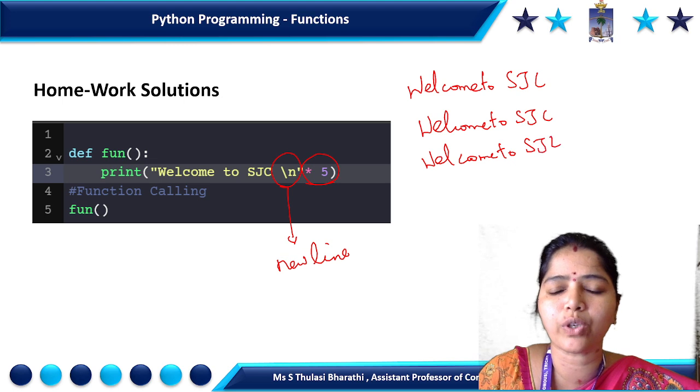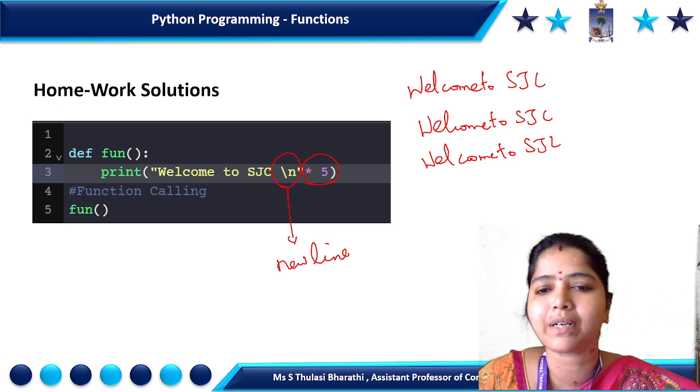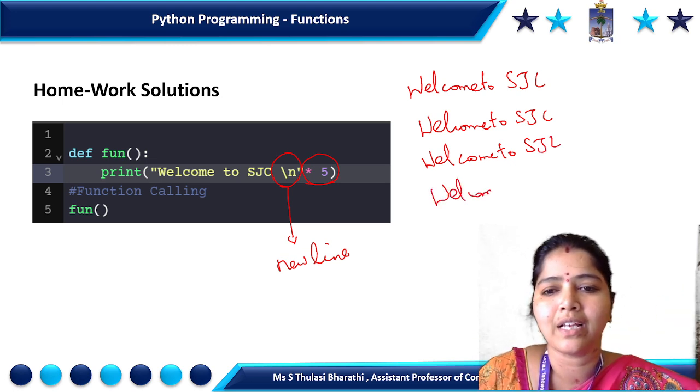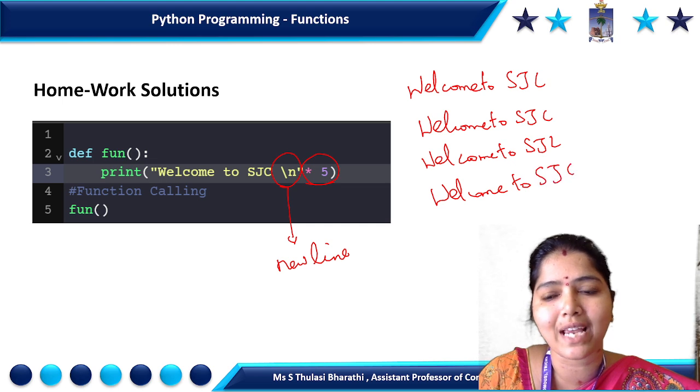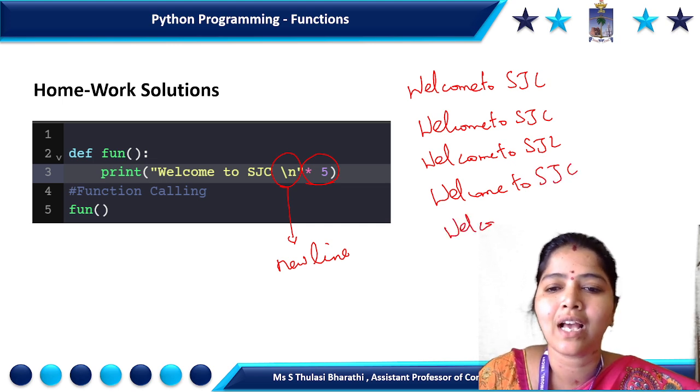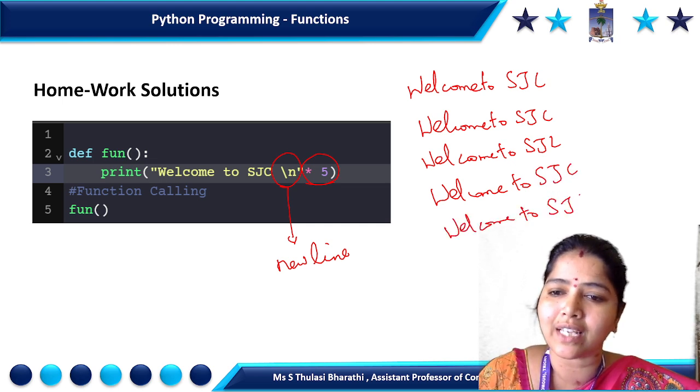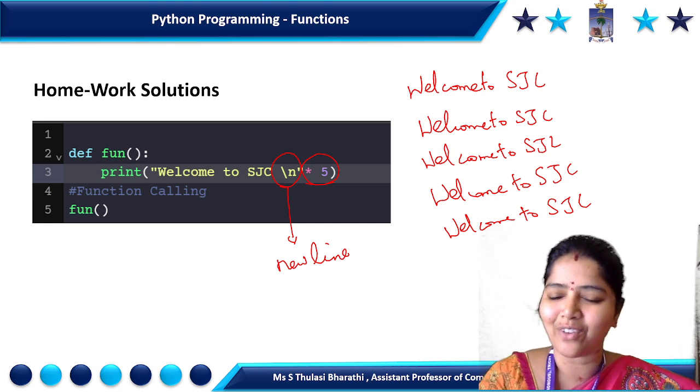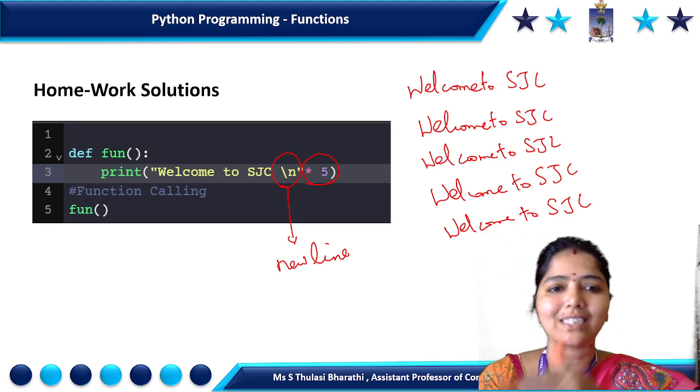Clear? So if you want to do it 3 times, we can just multiply the numbers, whatever you wish to do. This can also be done using looping statements that we will see in the upcoming videos. Yes, so this is the output. Clear? Very good. Now let's go to the next topic.